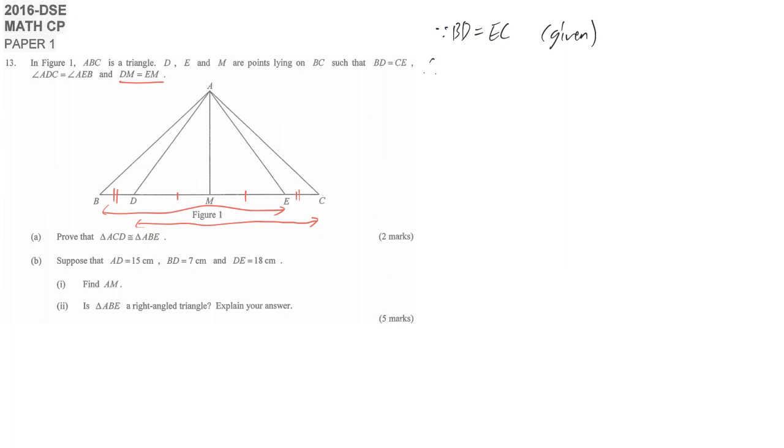Therefore, BE is equal to the whole line minus EC. We can change EC in terms of BD, which is equal to DC. So we proved that one pair of lines, concluding BE equals DC. We have one pair of lines already.